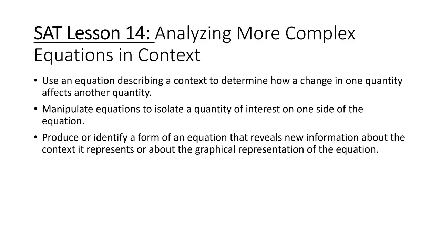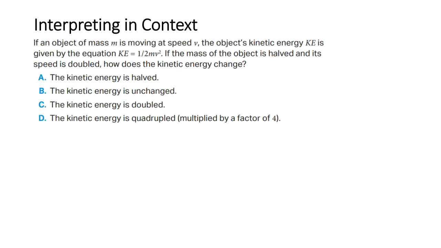Right, let's wrap up our advanced algebra. We'll analyze some more complex equations in context. So here we have an object of mass m moving at speed v. The object's kinetic energy, KE, is given by the equation KE equals 1/2 m v squared. If the mass of the object is halved and its speed is doubled, how does the kinetic energy change?